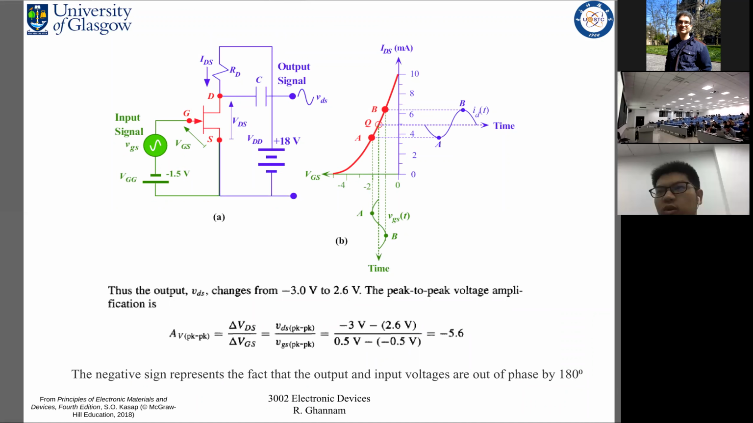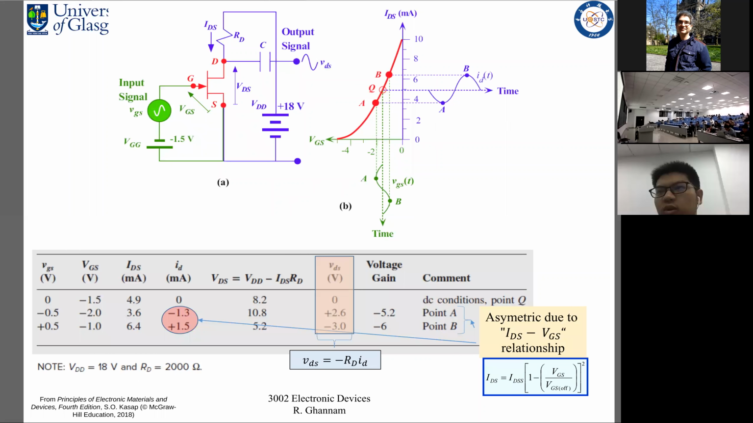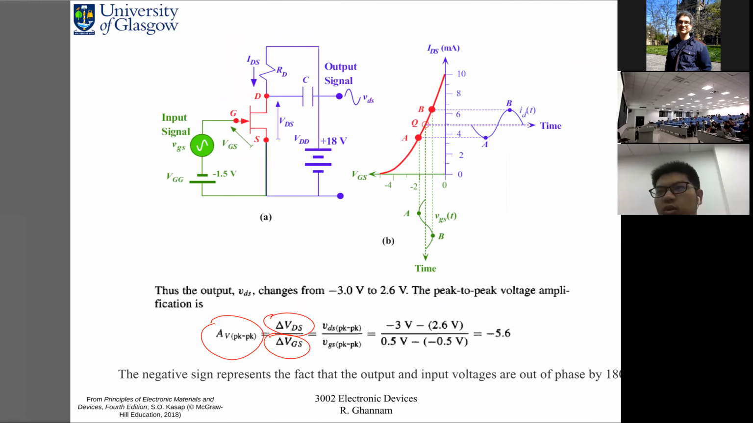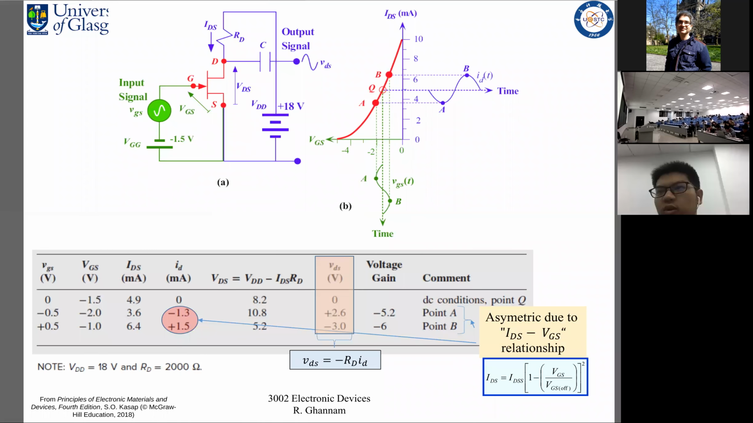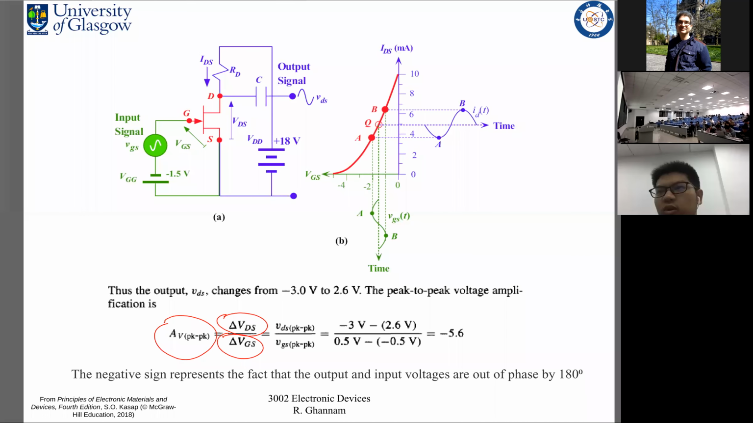So how do we calculate the gain? The gain is the change in VDS over the change in VGS. For this particular example, it's the change in VDS divided by the change in VGS.